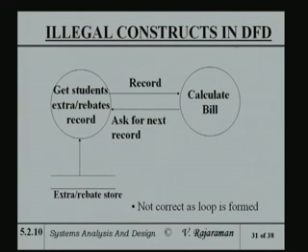And this is an illegal construct. There is a loop. A record is taken, calculate bill, and ask for the next record. And then you may end up with a situation where the next record is not there and it will hang up, or there is no proper provision you have put for the end of records, and it may hang up. So this is a bad construct.